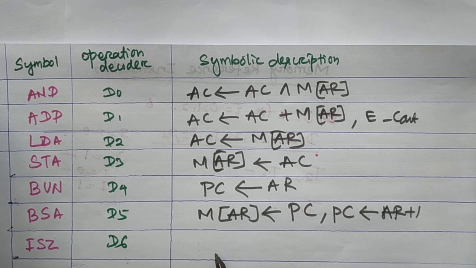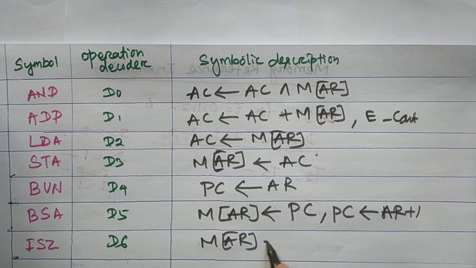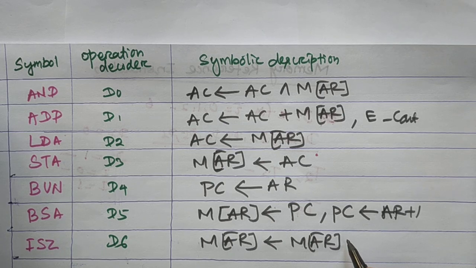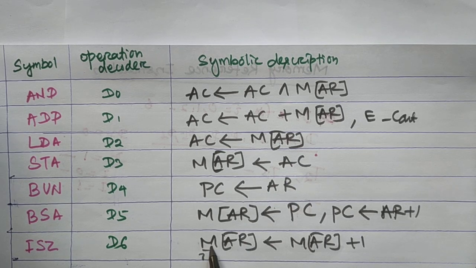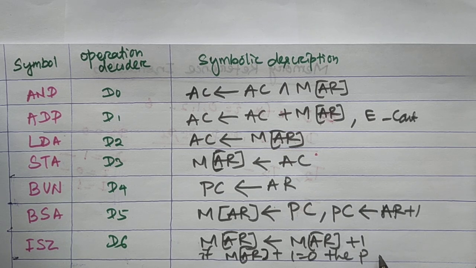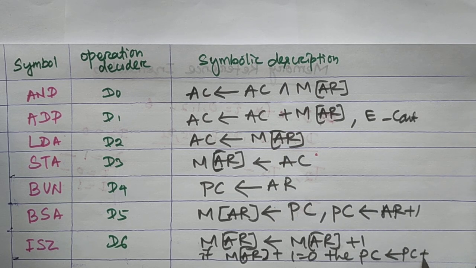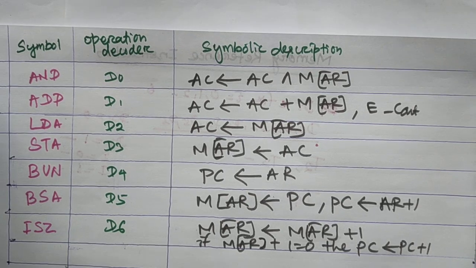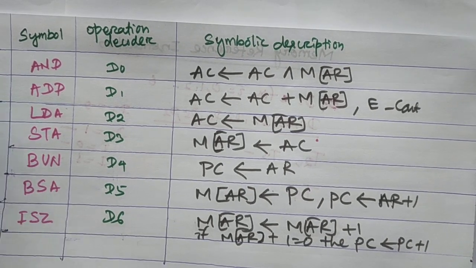And the last one is ISZ. Its value is increasing, and when the condition holds, memory at AR plus 1 is equal to 0, then PC is equal to PC plus 1. In this way, there are different operations we can consider.